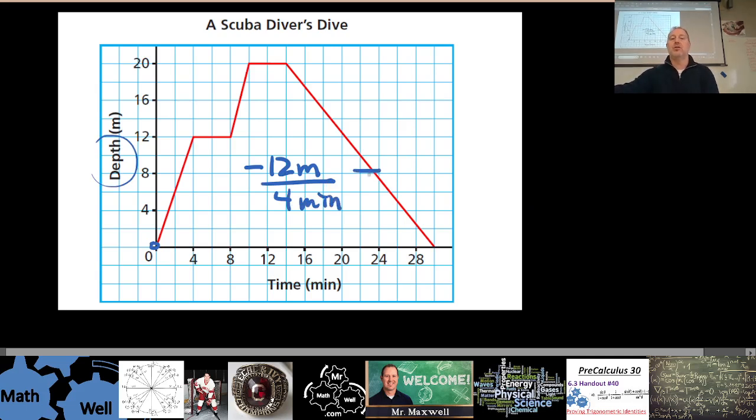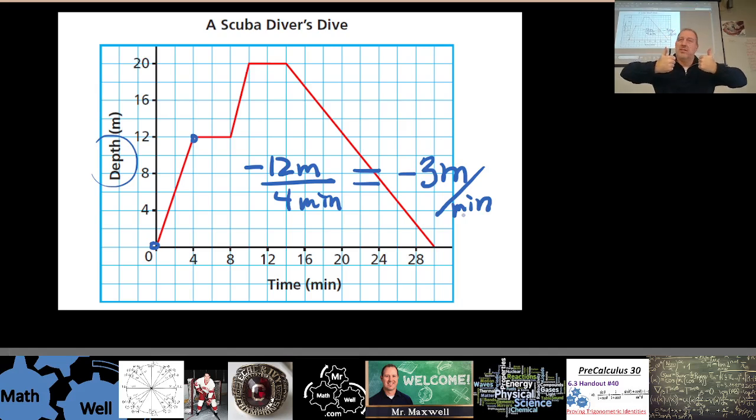So that rate of change, the slope of this line, is negative 3 meters per minute. As an average, if you go 12 meters down in 4 minutes, then you're averaging 3 meters for every 1 minute. Does that make sense? 3, 6, 9, 12. Yeah? Easy?